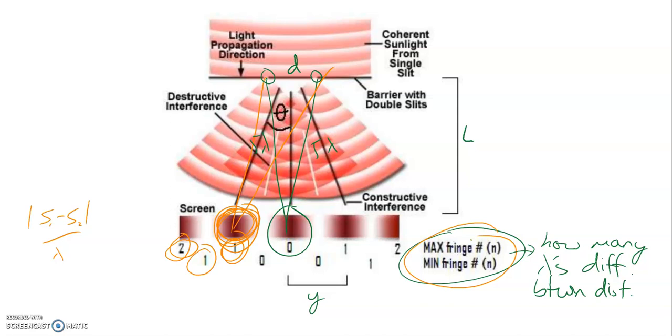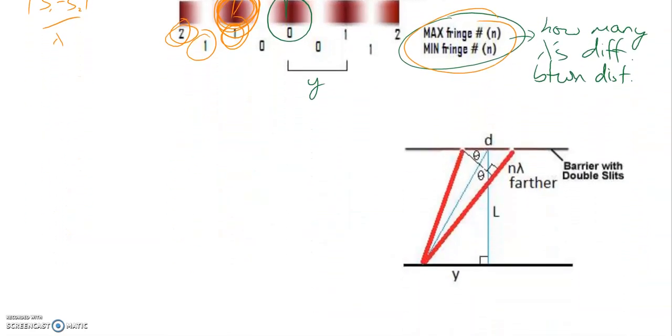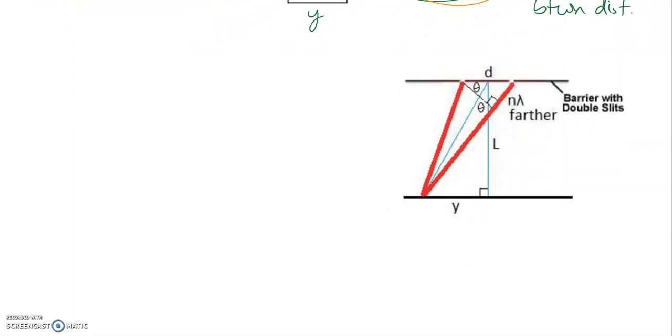Okay, so let's look at this a little bit more geometry-wise, specifically at what is actually going on. That's where the second picture comes in. To simplify, instead of drawing waves, we've drawn wave rays. There's the D value that we labeled, the L value that we labeled, and the Y value that we labeled. And you can see here, this one beam is going farther, and it's going n wavelengths farther: 1 wavelength farther, 2 wavelengths farther, 3 wavelengths farther, the exact same idea.